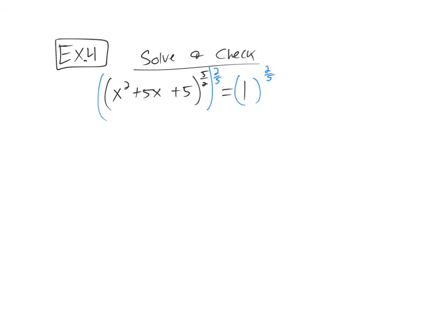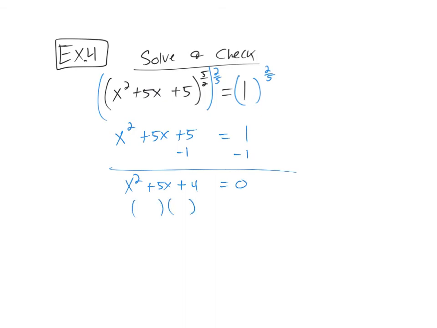Everything is really to the power of 1, and so we're left with x squared plus 5x plus 5 is equal to 1, which is really handy. So at this point, we're going to solve this. So minus 1. So x squared plus 5x plus 4 equals 0.